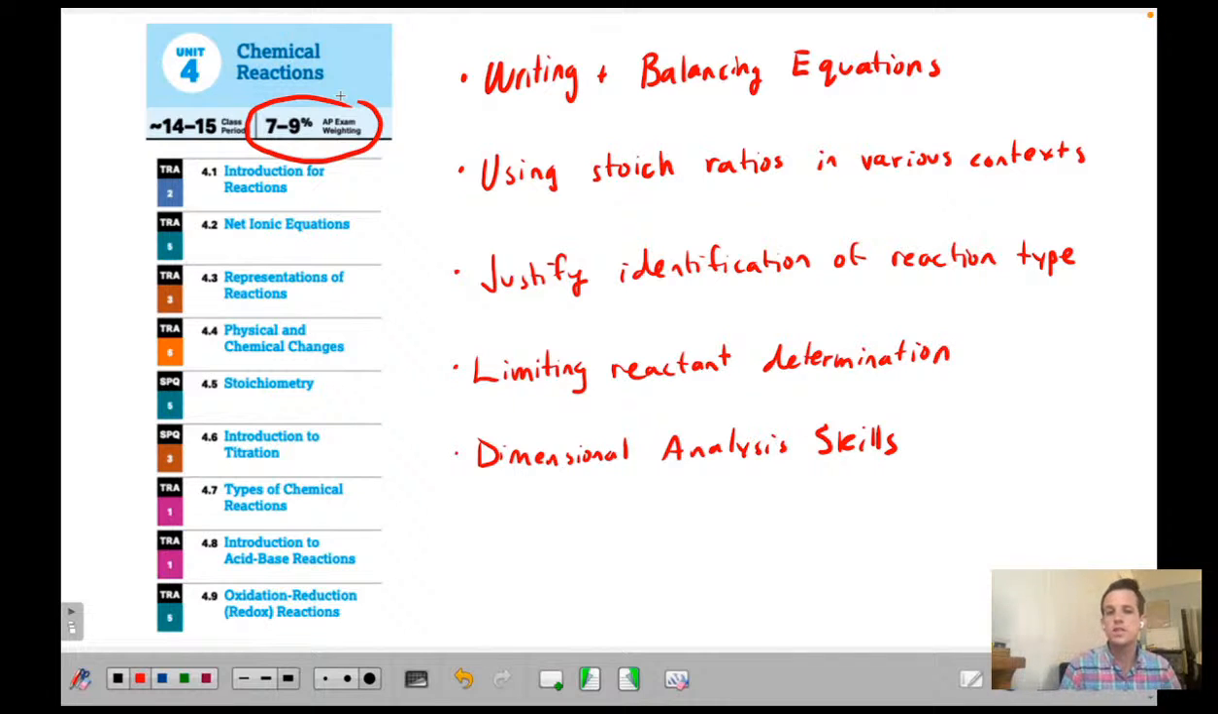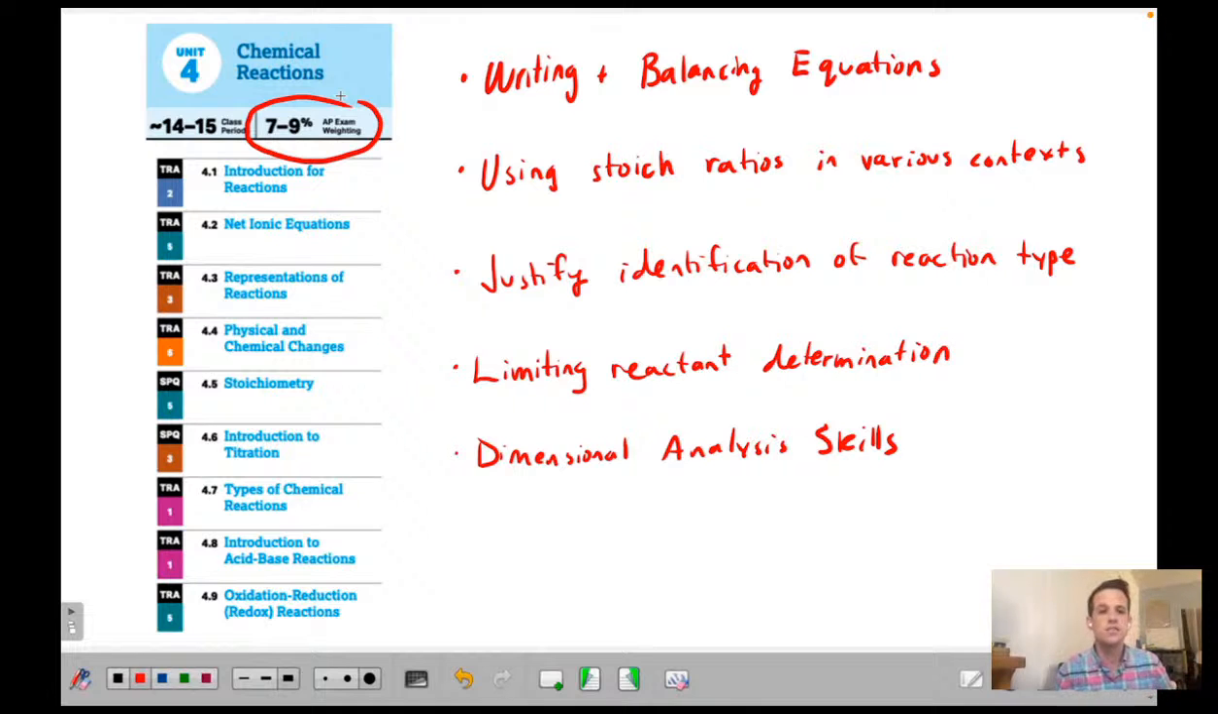Another thing students struggle with is using stoichiometric ratios in various contexts, whether that is in a chemical reaction, trying to predict or calculate the amount of products or reactants consumed, or in situations involving equilibrium. You have to look at stoichiometric ratios. In kinetics, you have to look at stoichiometric ratios. In gases, in solutions, you have to look at stoichiometric ratios. So that's another place students struggle.